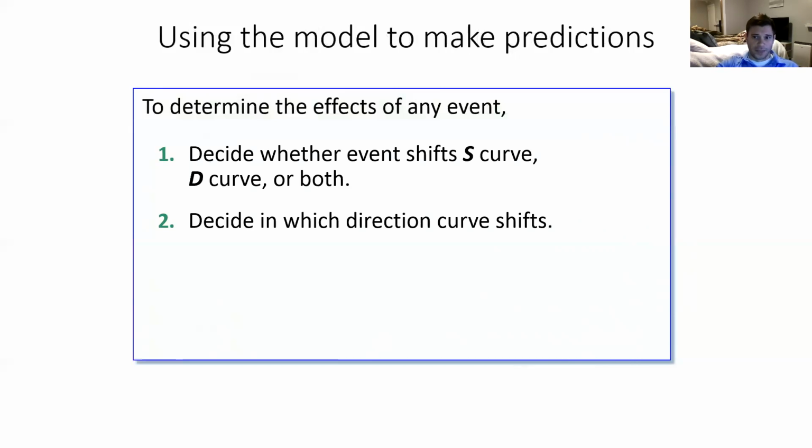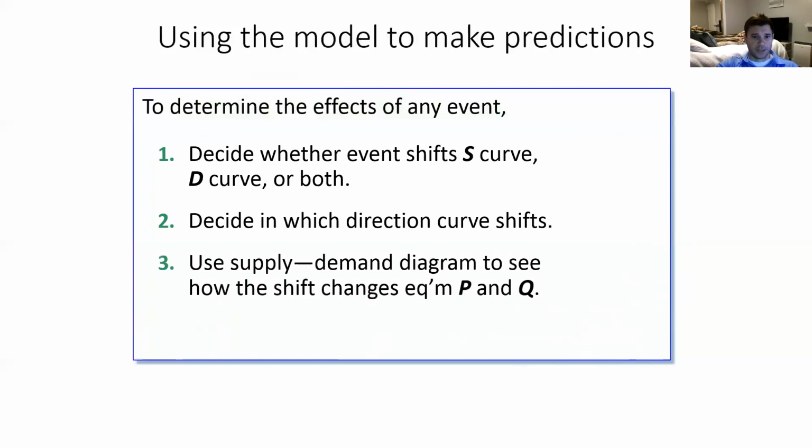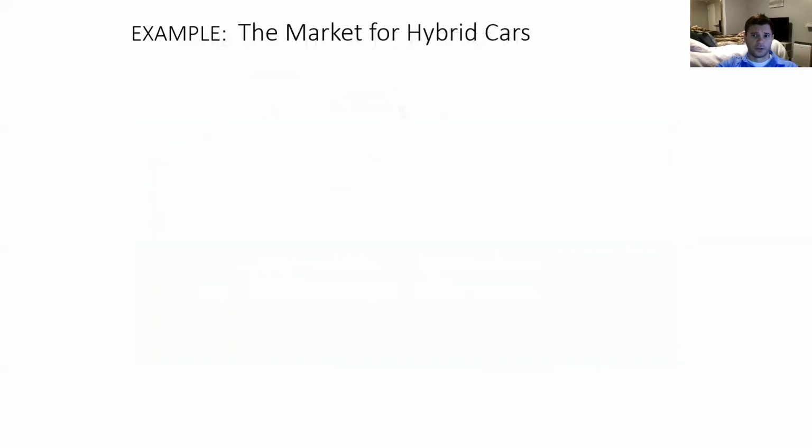Okay, once we've done that, we're going to use the supply and demand curve diagram to look at how we evolve from one equilibrium at the intersection of the original supply and demand curves to the new equilibrium at the intersection of the post-shifted supply and demand curves. Okay, so we're going to start off here with an example in the market for hybrid vehicles.